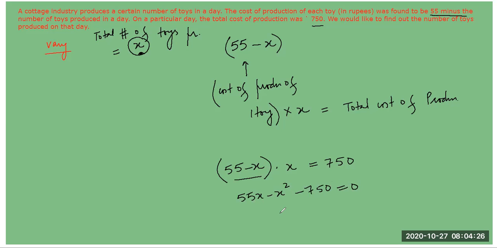But better, I write in the standard form. In the standard form, let's say better I convert this minus into plus. So I'll multiply the whole equation by minus. I will get x square minus 55 x plus 750 is equal to 0. This is the quadratic equation. In the next video, we'll be learning how to solve them. All right, let's go with other one.